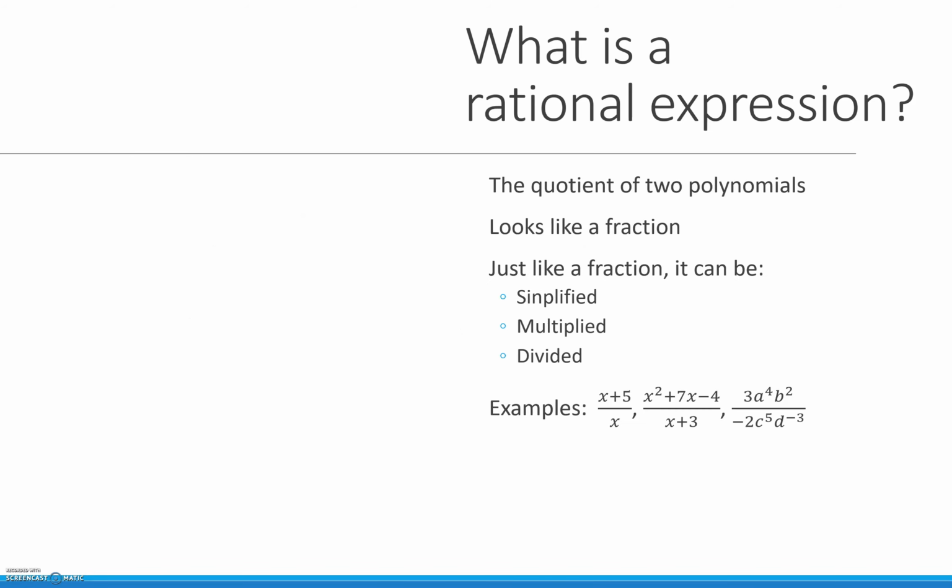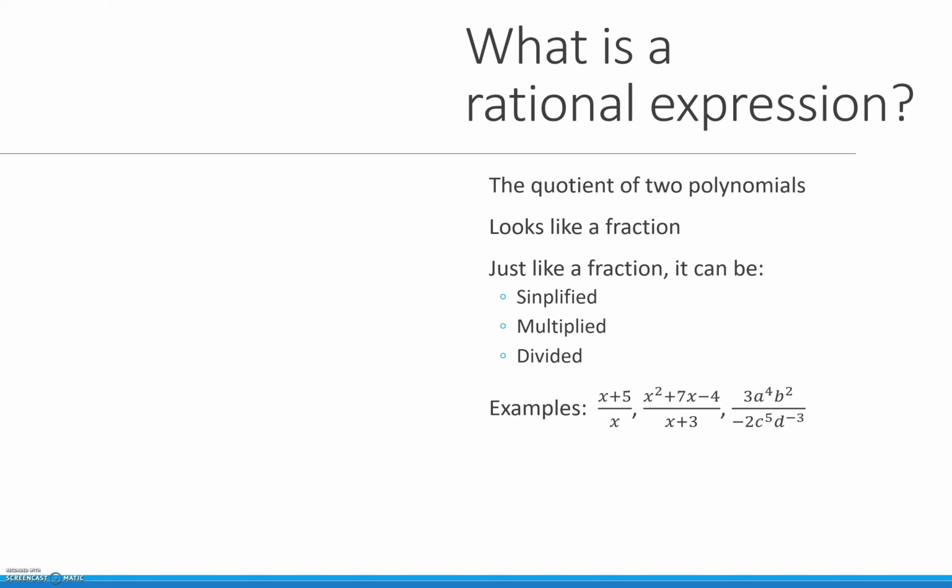So first off, what is a rational expression? It's a quotient of two polynomials and it's going to look a lot like a fraction. And just like a fraction, we can simplify it, we can multiply it, we can divide it, and eventually we're also going to add and subtract them. But that's actually a little bit more complicated than multiplying and dividing. So below are examples of what a rational expression could look like.